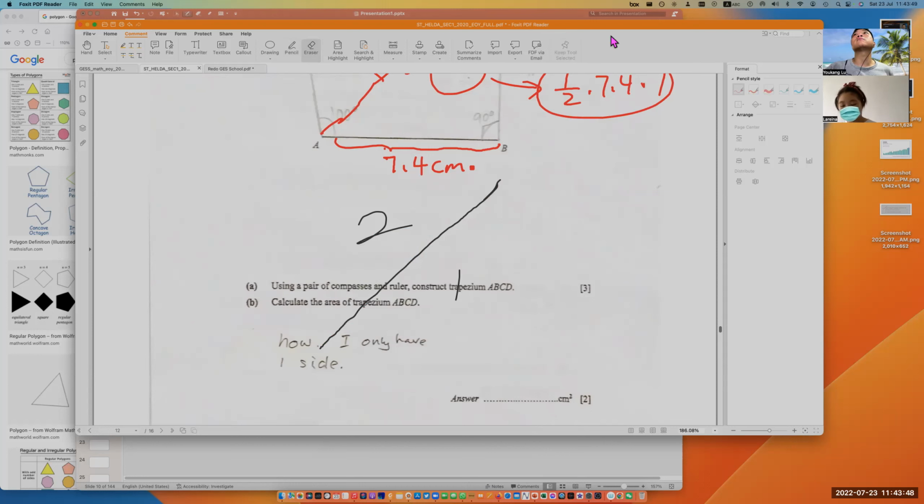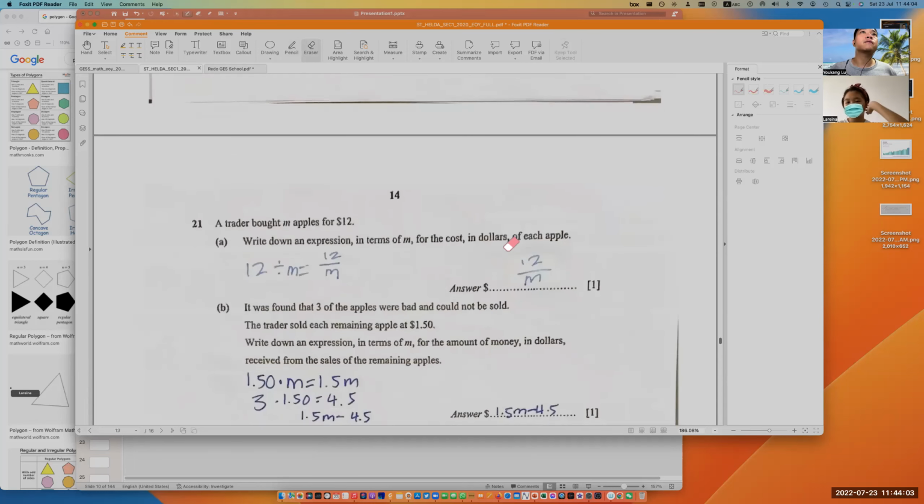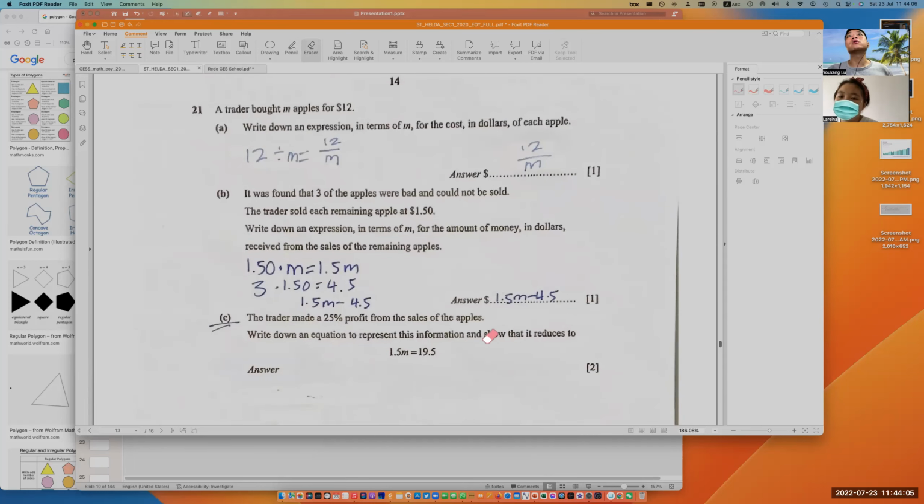Question 21. Okay, can you erase your annotation first? Okay, good. Thanks. So let's move on to 21C. Let's look at your A and B first, because I think they are linked.